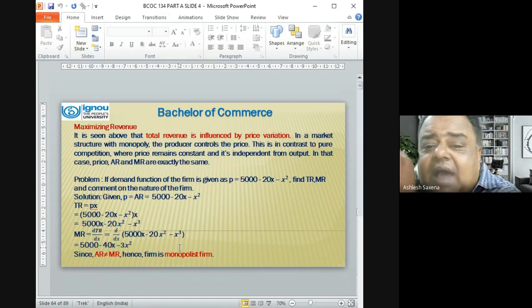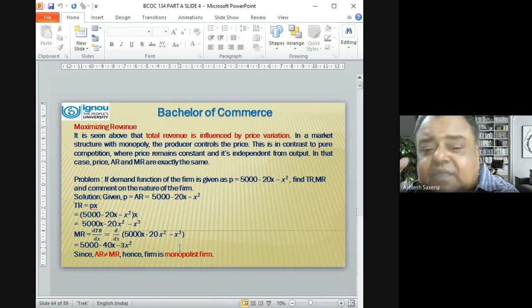Now, how to maximize revenue? It is seen above that total revenue is influenced by price variation. In a market structure with monopoly, the producer controls the price. This is in contrast to pure competition, when price remains constant and is independent of output. In that case, average revenue and marginal revenue are exactly the same.